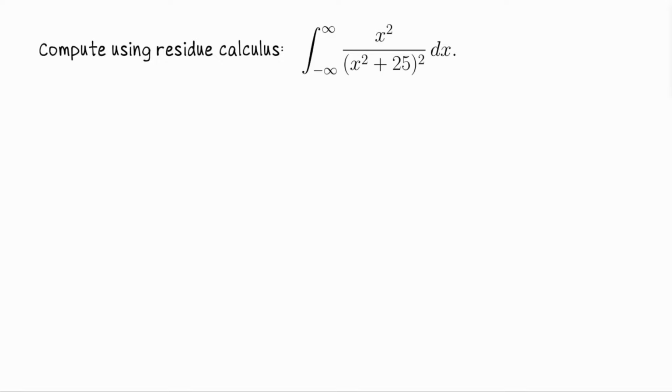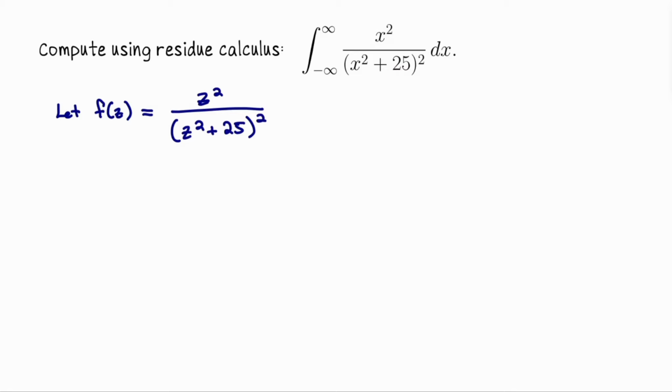In this video, we are going to compute the improper integral from negative infinity to infinity of x squared divided by x squared plus 25, that quantity squared. We're going to compute this using residue calculus. So the first thing I'm going to do is set up a function of the complex variable z. While the integrand function here is a function of a real variable, let's let f of z be z squared divided by z squared plus 25 squared.